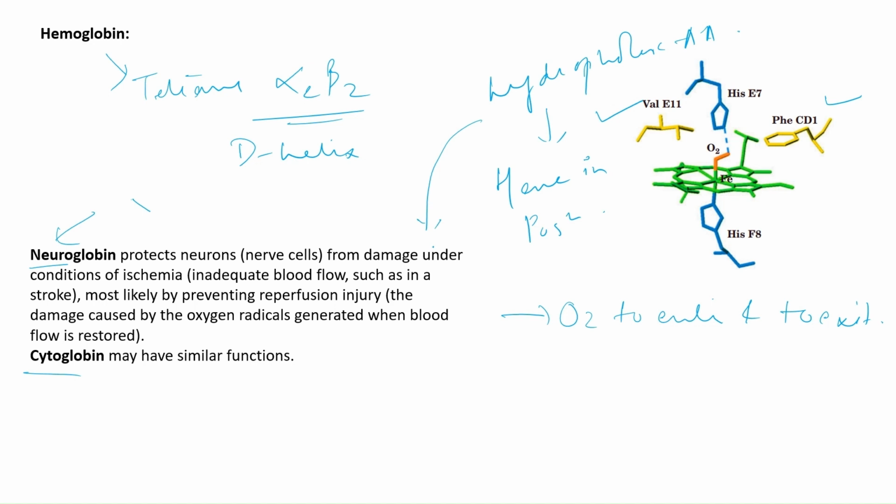Apart from hemoglobin and myoglobin, two other globin molecules are found: neuroglobin and cytoglobin. Neuroglobin, as the name suggests, is found in nerve cells and helps to protect the nerve from conditions such as stroke that can happen due to oxygen radical formation. Similarly, cytoglobin is found in the cells and functions similarly to neuroglobin. Neuroglobin helps to protect the nerve cells. Cytoglobin helps to protect the cells in general.